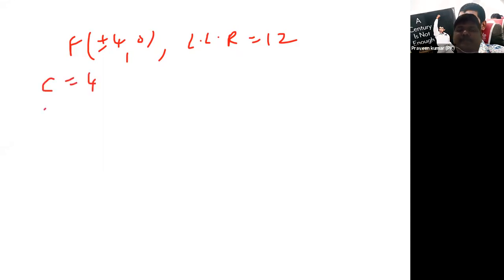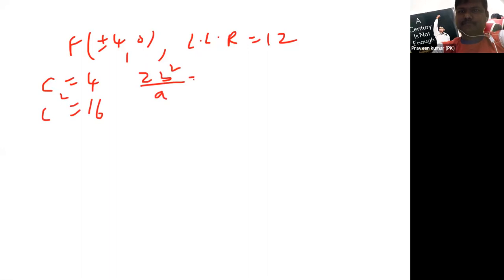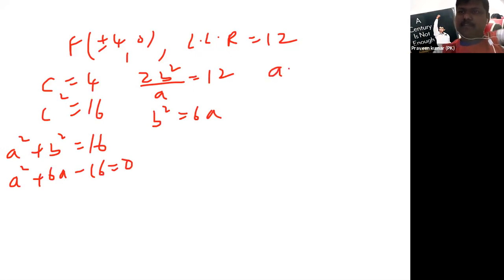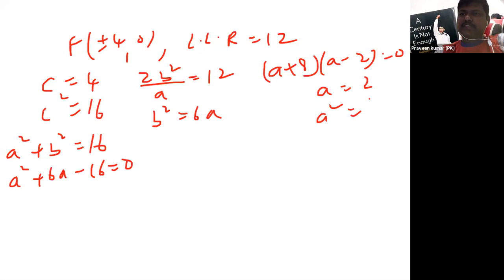C is given 4. C square 16. Length of latus rectum, dear student, 2b square by a. B square is 6a. Same, a square plus b square equal to 16. A square plus 6a minus 16 is 0. 2 8s are 16. A plus 8 into a minus 2 is 0. A is equal to 2. A square 4. B square is 6 2s are 12.